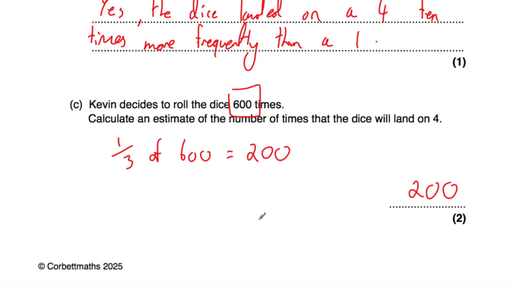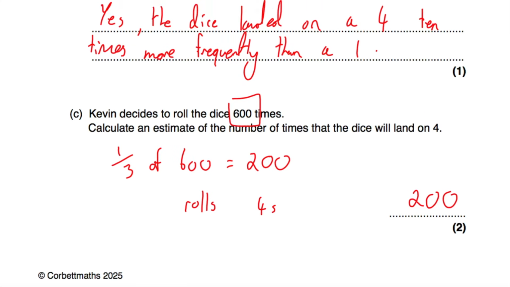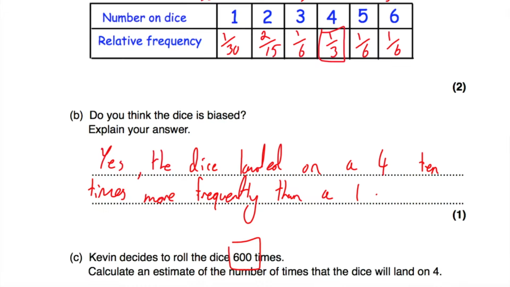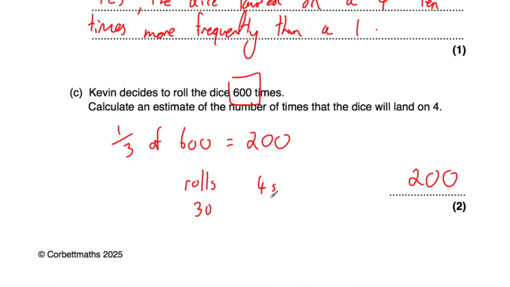And that's it. Another way to do it would be to say rolls and 4s. So if we go up, it was rolled 30 times originally, and it landed on a 4 10 times. So if it's rolled 600 times, which is 20 times more, you'd expect 20 times as many 4s, and 10 times 20 is equal to 200. So again, it's equal to 200, and that's it.